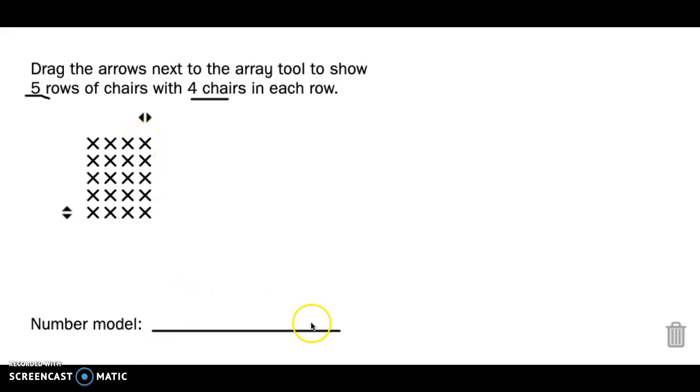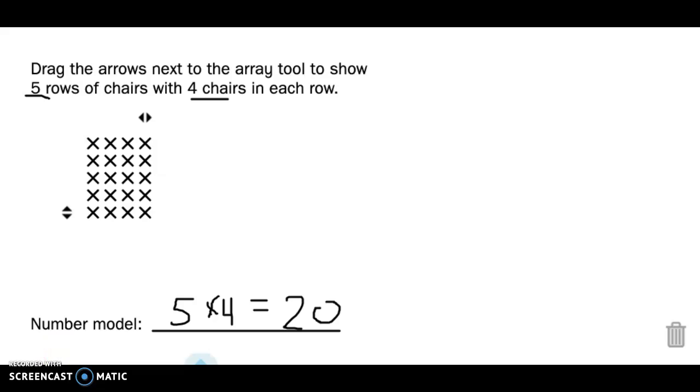Good. Now write a number model. If this side has 5 and this side has 4, what's my multiplication number model? 5 times my other side, 5 times 4. And you know what? I'm not as good at counting by 4s as I am by 5s, so I'm going to go this way. 5, 10, 15, 20. 5 times 4 is 20.